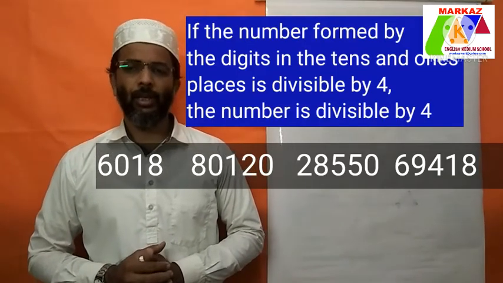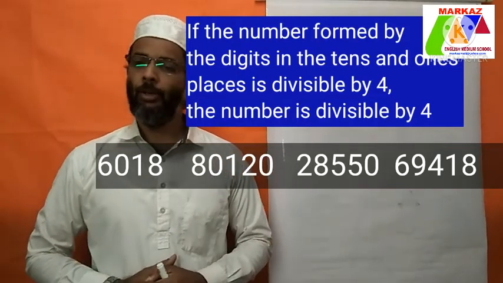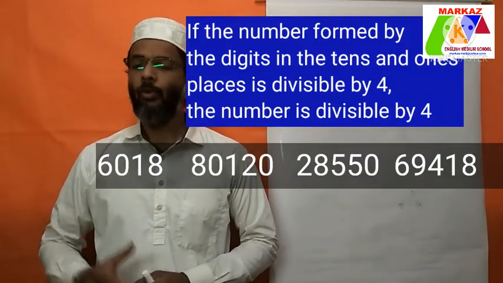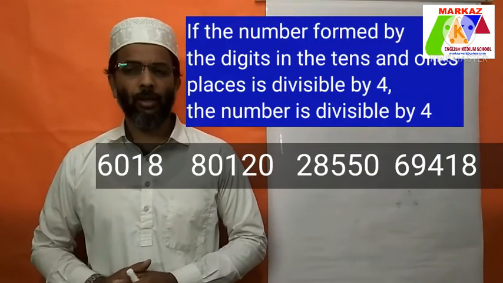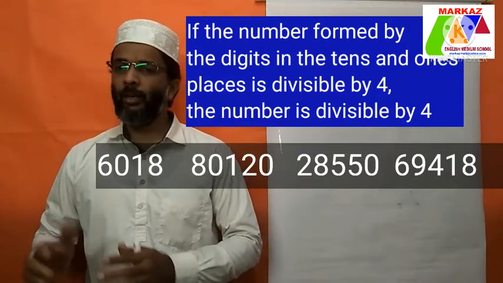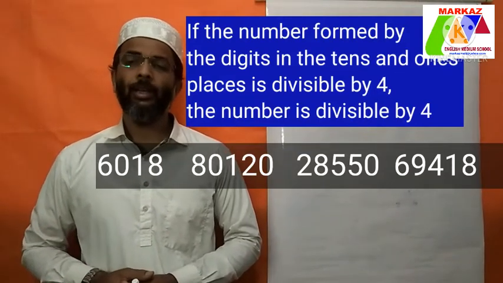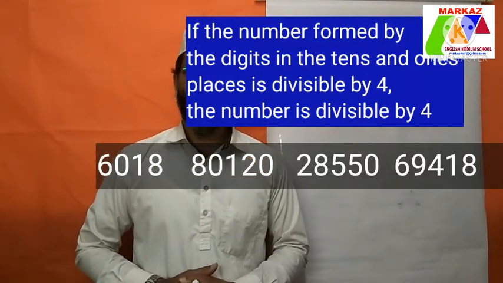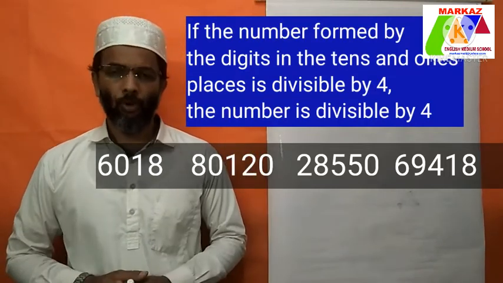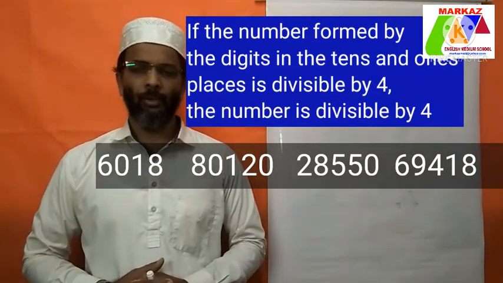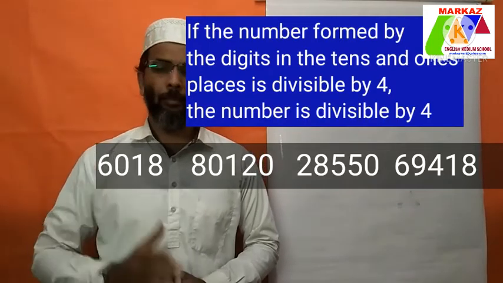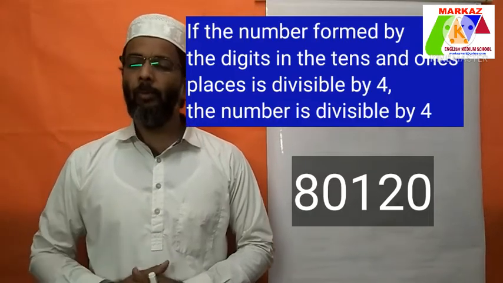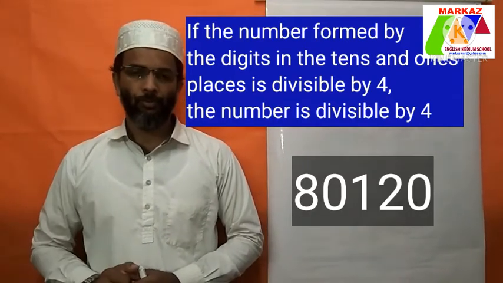First question, 18. 18 is not divisible by 4. Second one is 20. Yes, 5 times 4 is 20. So 18,120 is divisible by 2 and 4. Third one, 50, not divisible by 4. Last one, 18. No. Only one number, 18,120, is divisible by 2 and 4.